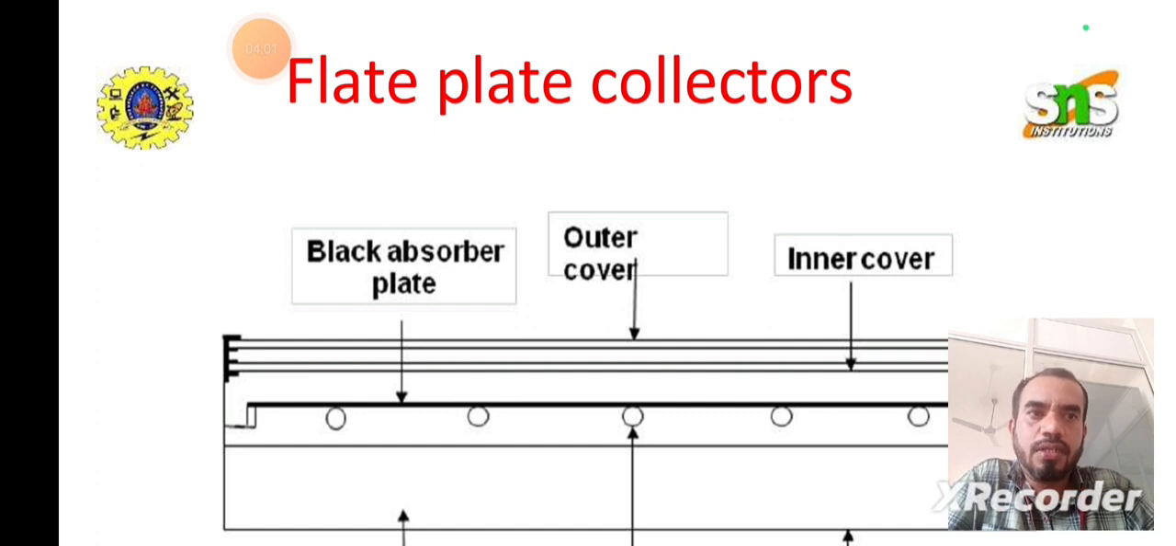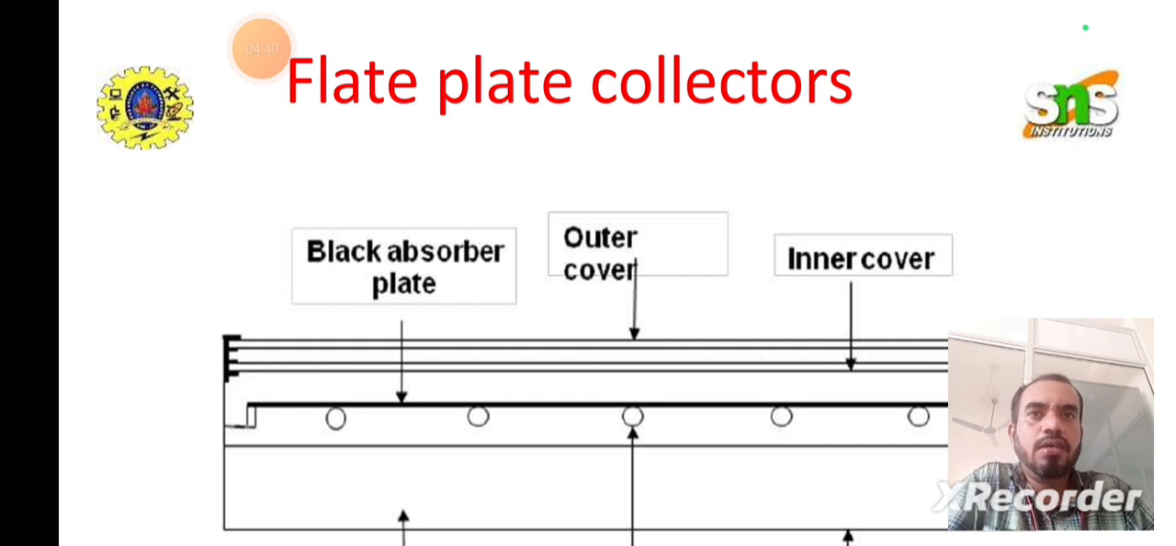Based on mounting, there are two types. One is fixed, where the base will not move. The other can adjust according to the direction of the sun, which means it can tilt or track the sun directly. In this case the efficiency of the collector will increase because it will always be in contact with the sun's direction, so it will absorb more radiation.